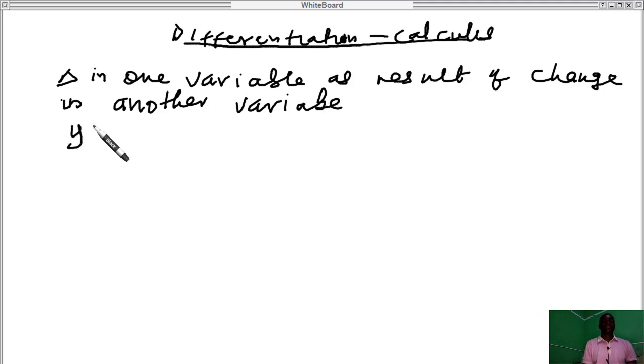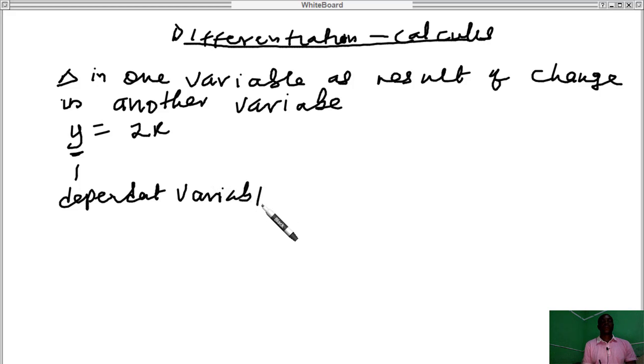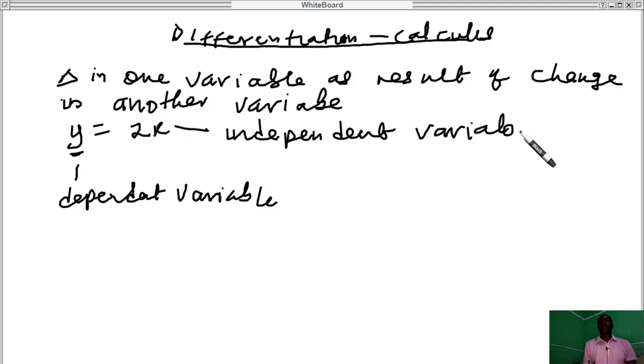So if we have y is equal to 2x, this y will be known as the dependent variable. Then x will be the independent variable. What this means is that y can only change as a result of a change in what? X. So if we change x by 1, what will be the corresponding change in y?